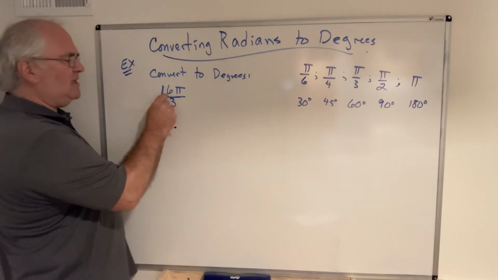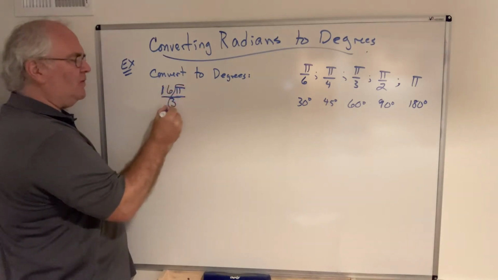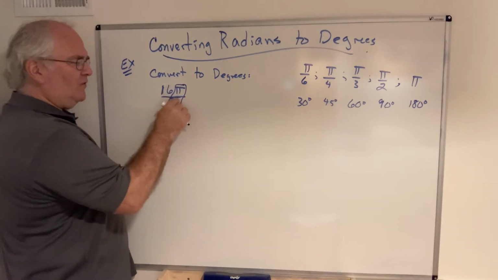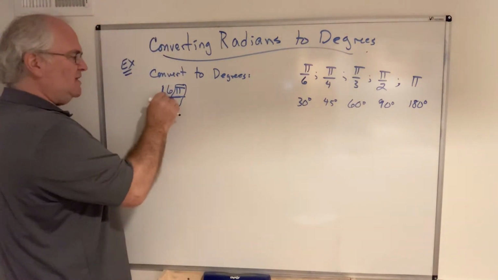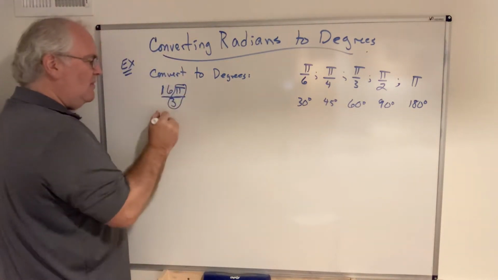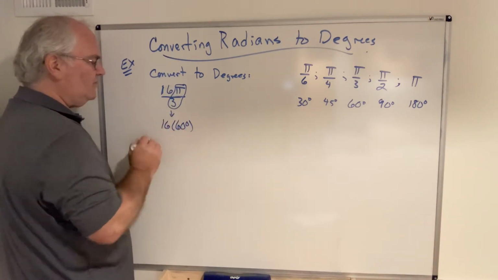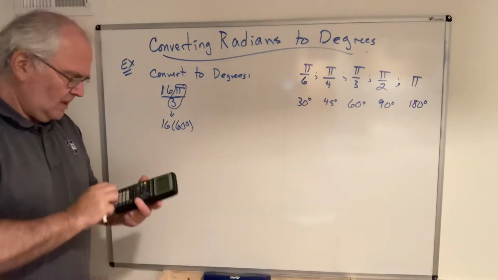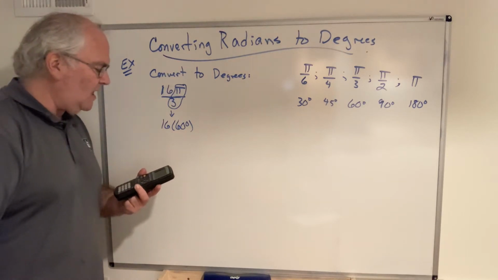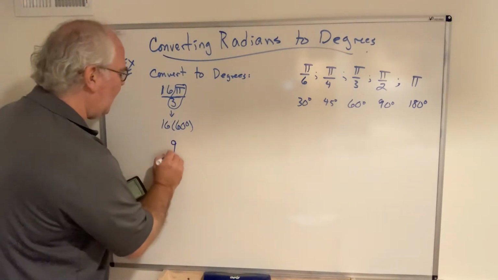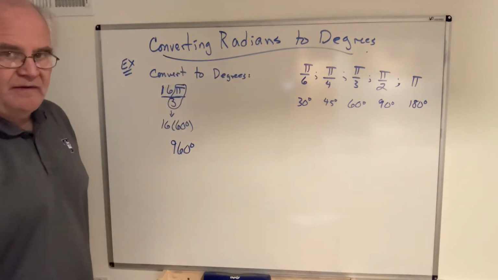We notice this is 16 times pi over 3. Well, we know what pi over 3 is. We know pi over 3 in radians translates to 60 degrees. And so 16 times pi over 3 converts to 16 times 60 degrees. And then we go to the calculator. After that, it's just straightforward, 16 times 60. And that says 960 is what I have. So this is 960 degrees. And that's true for any multiple of one of these special angles.